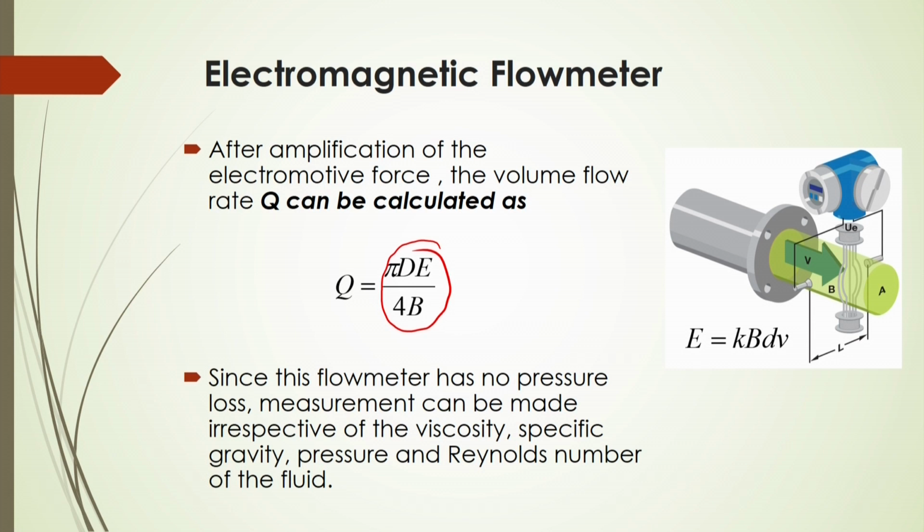Since this flow meter has no pressure loss, measurement can be made irrespective of the viscosity, specific gravity, pressure and Reynolds number of the fluid. So, this is the advantage of this flow meter: it does not depend on the pressure, and no fluid properties will affect this measurement. So, I think it is very useful, and also for particulate systems where the conventional measuring system cannot be used, you can use this type of electromagnetic flow meter for slurry flow systems.